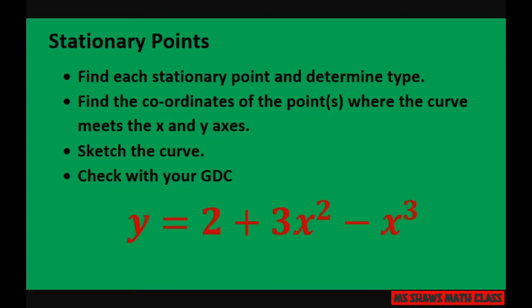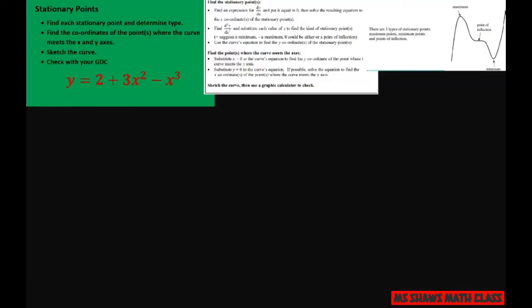Everyone, we're going to grab y equals 2 plus 3x squared minus x cubed. And we're going to look for stationary points and determine the type. There are 3 types. And then find the coordinates of the points where the curve meets the x and y axis and sketch the curve.